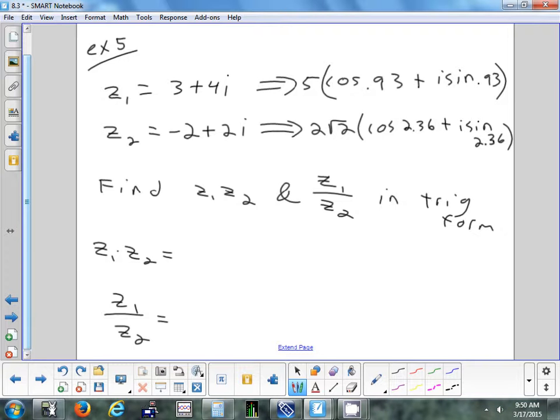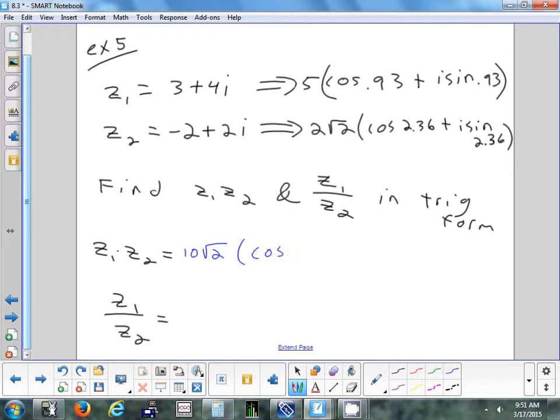Okay, to find z1 times z2, what do I do with my two radii? Michael? Yeah, we're going to multiply z1 times z2. What do we do with those radii? You multiply? Yeah, you multiply them. So we have 5 times 2 times the square root of 2. That's 10 square root of 2. We're halfway done. That's my radius. 5 times 2 square roots of 2 is 10 square roots of 2.